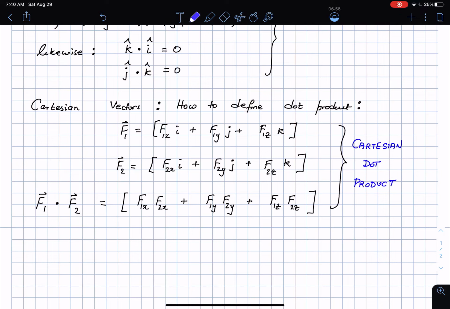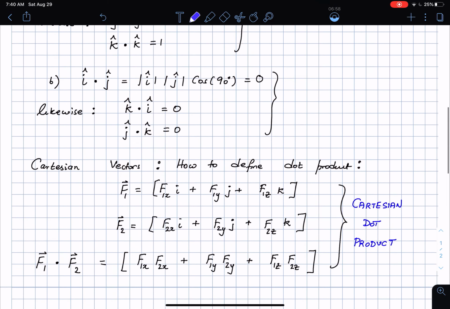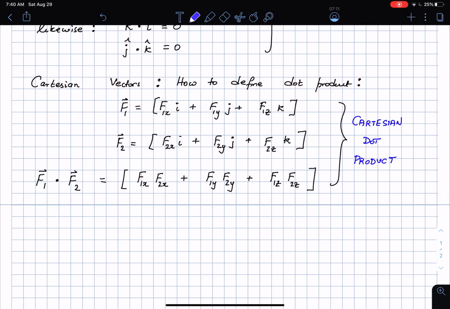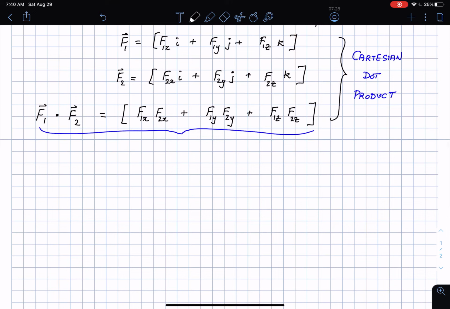In coming up with this product, we have made use of the fact that i dotted with i is equal to 1 and so on, and i dotted with j is equal to 0 and so on. So this is the Cartesian dot product, and this is something very easy to remember. I would suggest that you get used to taking two vectors and finding their dot product. Now I want to derive very quickly a very nice nifty use of the dot product. I would like to call it a nifty derivation.